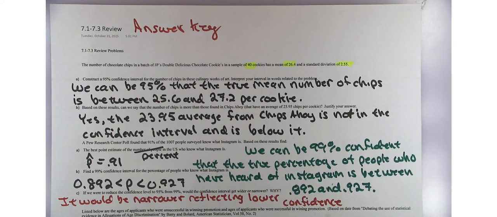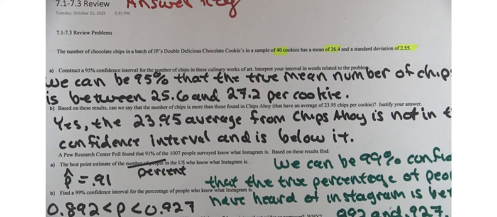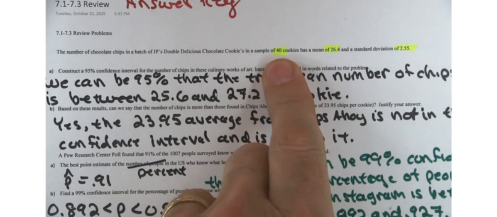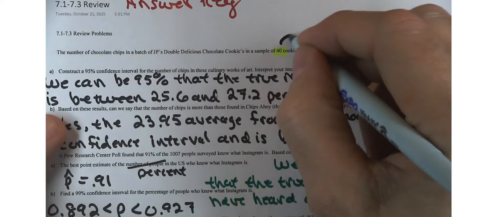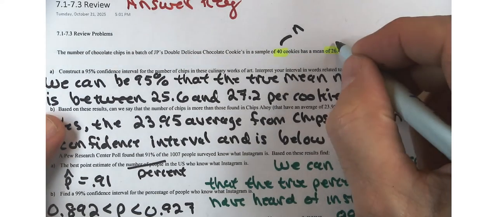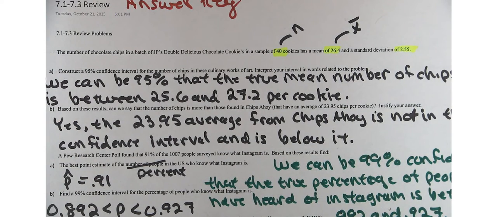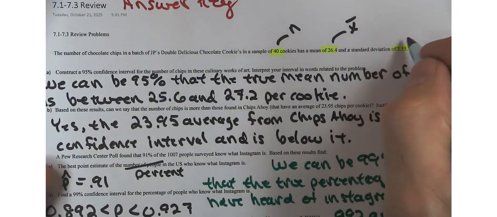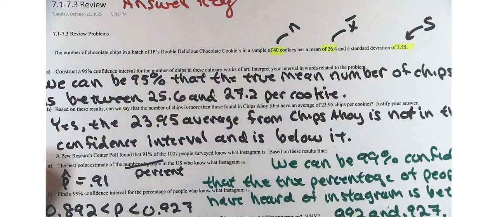The first question is asking you about the number of chips in a delicious batch of JP's double delicious chocolate chip cookies. The information you're going to need is that we have n = 40 cookies, that's our sample number, and then this is x bar, the average number of chocolate chips in these delicious morsels. And finally, we've got the sample standard deviation, which is s.